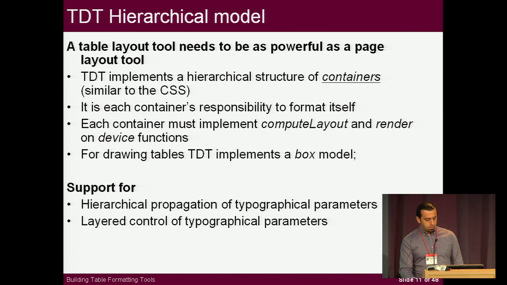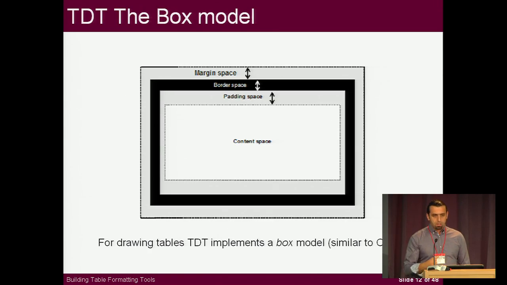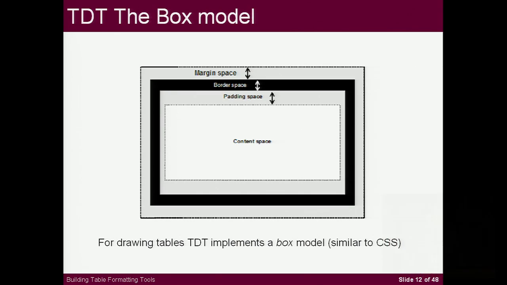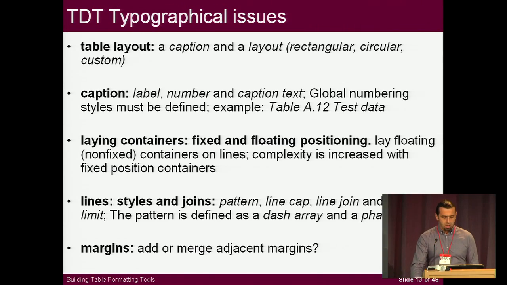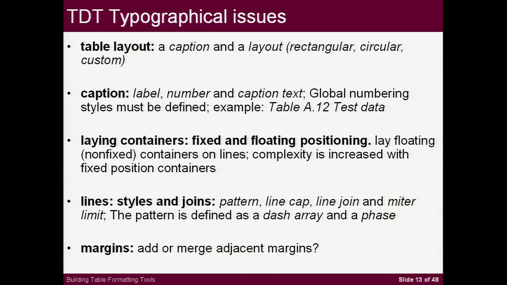For drawing tables, the table drawing tool implements a box model, similar to the box model implemented by CSS. The box model allows us to have a margin space, a border space, a padding space, and a content space. However, using this model, there are a number of typographical issues. We have to deal with the table layout, which has a caption in a layout. The caption is normally placed on the top, but it should be down to the user whether he wants the caption to the left, to the right, or to the bottom. The layout can be, as I said, rectangular, circular, or a custom layout. It can be of any shape, in fact.